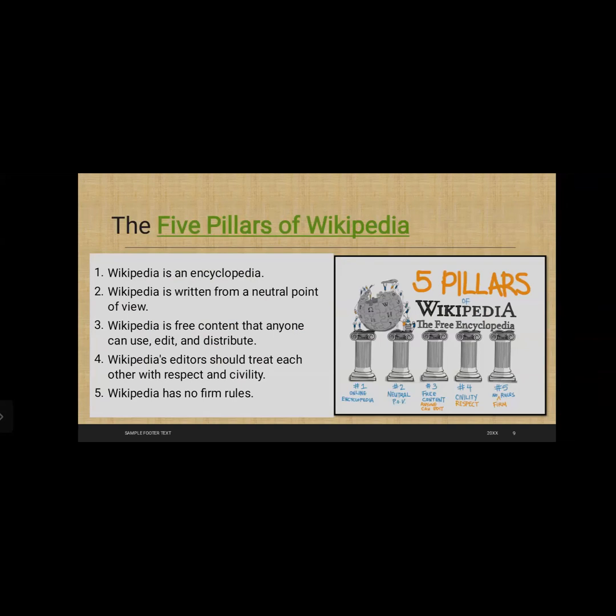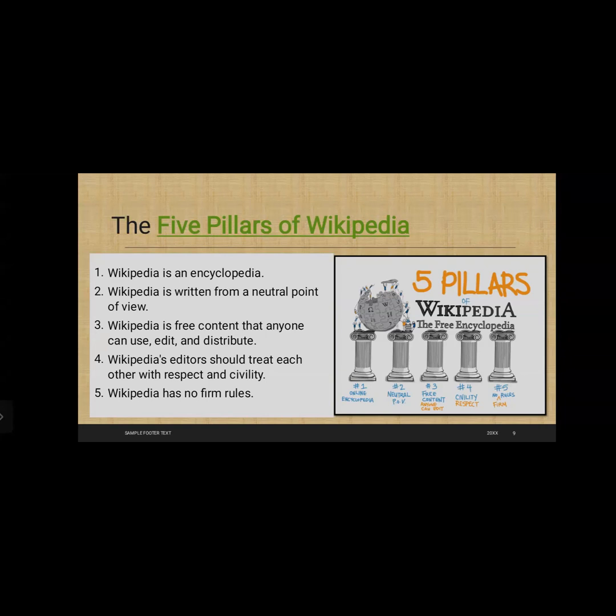So again, aside from the core content policy, we have what we call the 5 pillars of Wikipedia. And this is what guides every editor when working on Wikipedia. Wikipedia is an encyclopedia. When we say encyclopedia, you should know that it is not where you go and pour all the content that you have. It is only supposed to guide you. It is only supposed to provide a summary about a general topic. It is where you start your research from. It is not where your research ends, right? Wikipedia is not where your research ends.